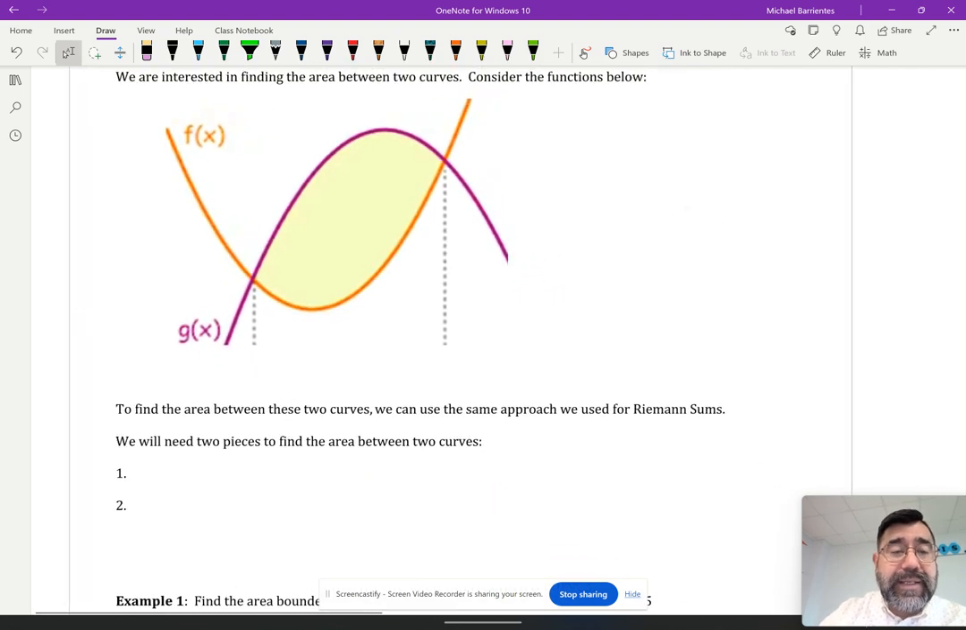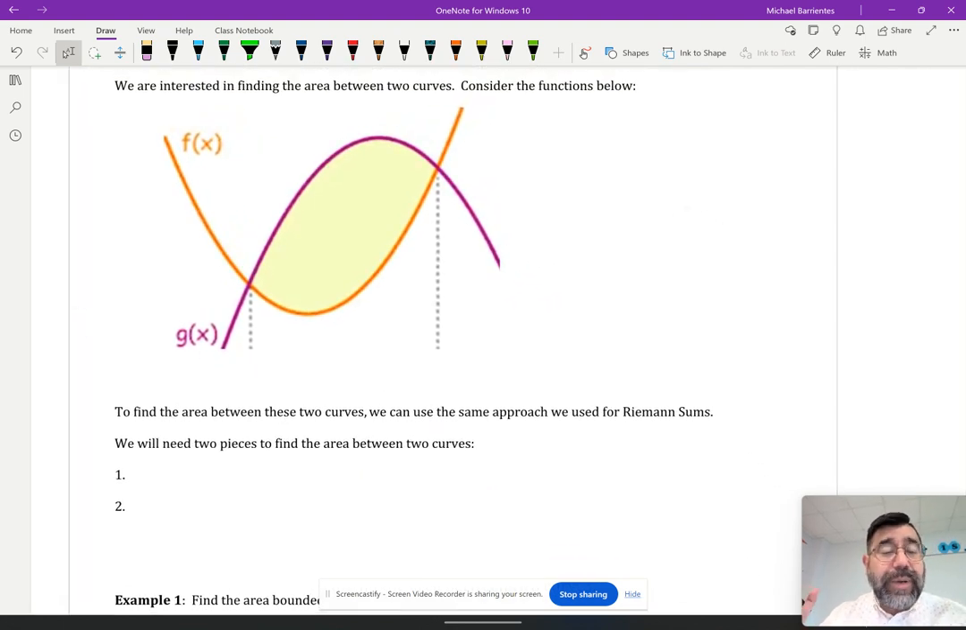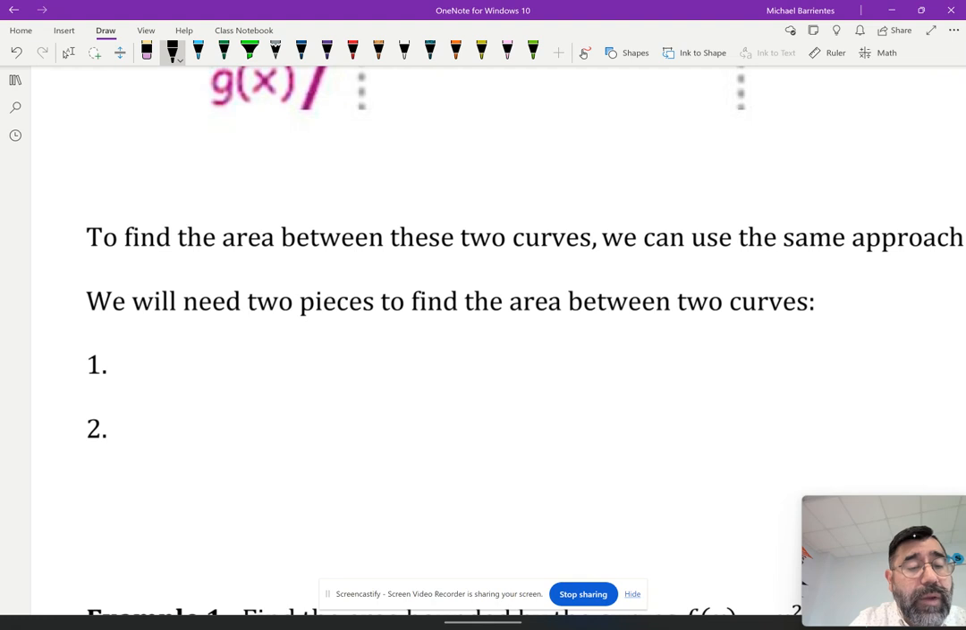So let's start by taking a look at this situation. We have two functions, and the area that's bounded by those two functions, the area that's trapped, is the area that we're looking for. Now, obviously, you can take a look at the shaded area. This is not a geometric shape. This is not a circle, a rectangle, trapezoid, triangle, whatever. It's not a normal shape. However, I do know how to find the area between two curves because what we're going to need is two pieces of information. We need to know where the functions intersect.